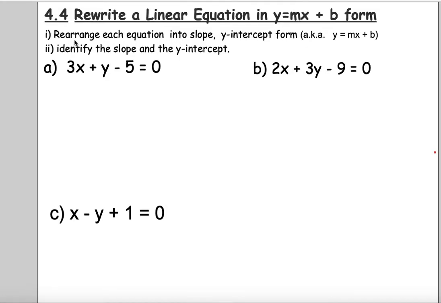So the instructions here are to rearrange each equation into slope y-intercept form. I believe your note says aka slope y-intercept form, but I have changed it here to say y equals mx plus b. So this is the slope y-intercept form. This is kind of like the stuff we did in last unit. And then it says to identify the slope and the y-intercept. So we want to rearrange equations in terms of y.